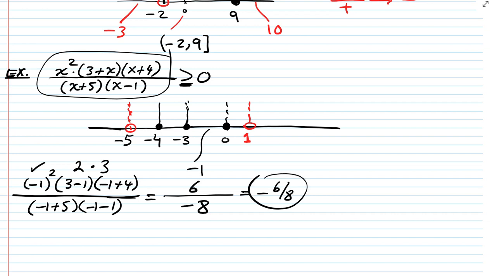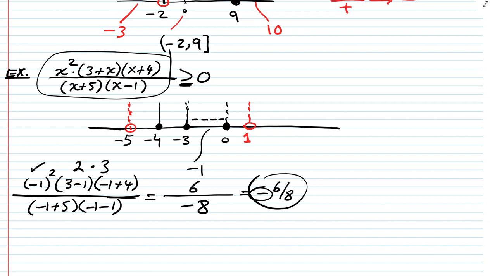And I know you can reduce it to 3/4, but remember, the sign is all I care about. All we care about is the sign, not the numerical value for the expression. Okay, so between 0 and negative 3, the ratio will be negative.